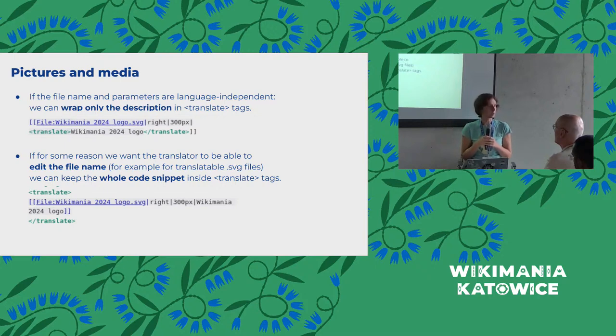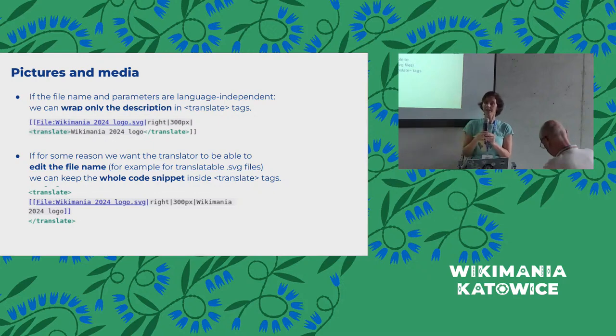But in some cases, we actually need to have the translator review the title of the file. I'm thinking, for example, about these files on Commons that are in different languages, and you need to change the title or something. So depending on the case, you're going to either wrap only the description of your thumbnail, for example, into translate tags, or you're going to give the full thing and let the translator deal with it and maybe change the things that they want to change.